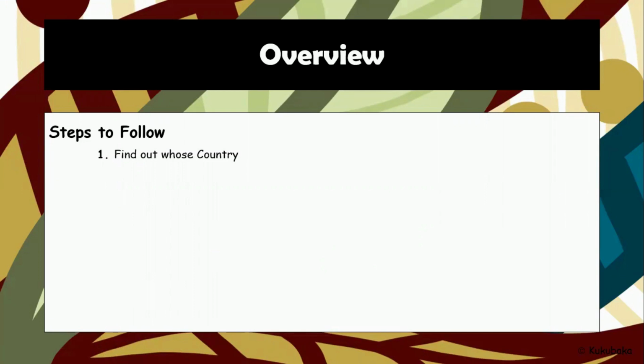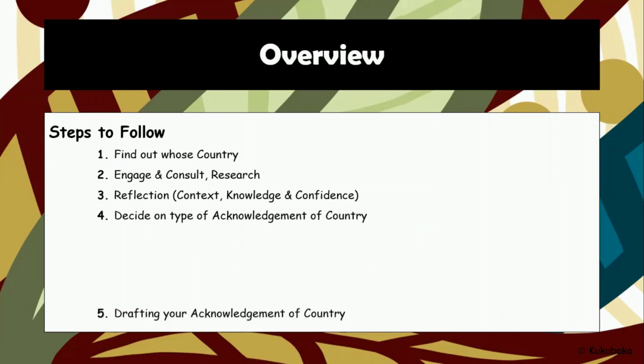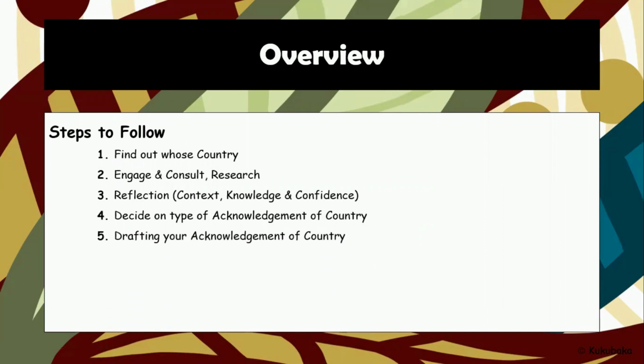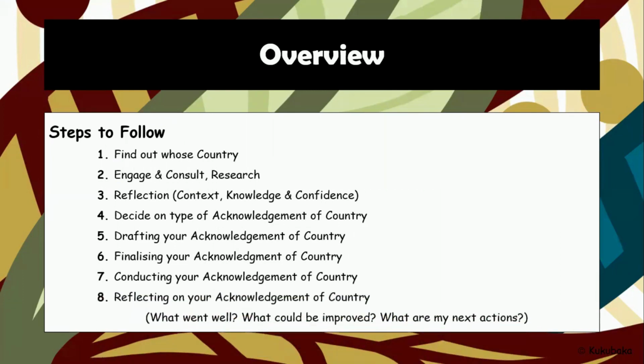First step being find out whose country, engage and consult, research, reflection, decide on the type of acknowledgement of country that you will conduct, drafting your acknowledgement of country, finalizing your acknowledgement of country, conducting your acknowledgement of country, and reflecting on your acknowledgement of country. So thinking about some key questions so that you can improve your acknowledgement of country for future opportunities.